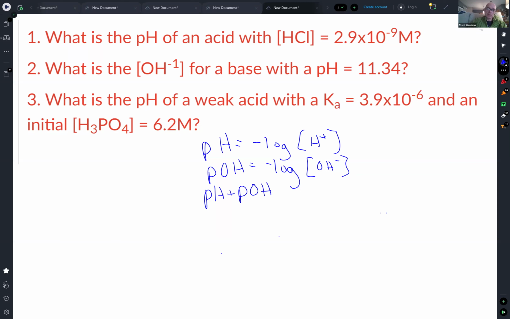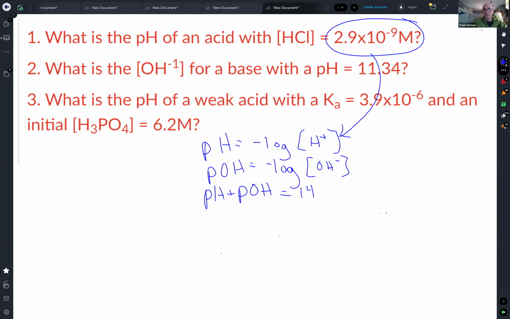If we wanted to deal with the bases, it's the exact same formula, except we don't deal with the hydrogens because those represent acids. We would deal with the OHs, which represent the bases. And then finally, the last detail here is that pH plus pOH must equal 14 if those two values come together.